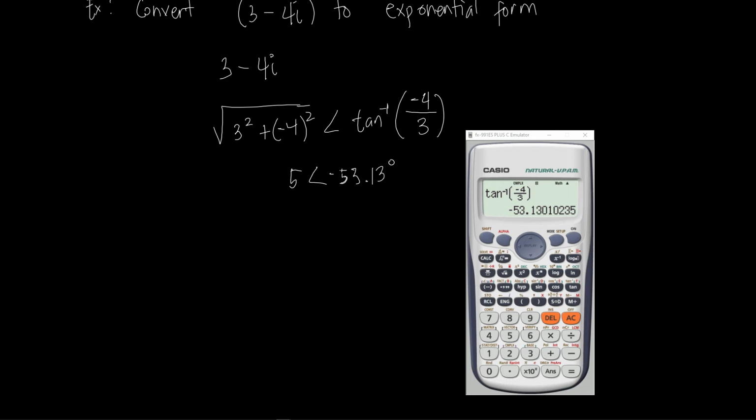Since it is negative, we correct the angle. 3 minus 4i is in quadrant 4, so we add 360. We have 306.87. So 5 angle 306.87.